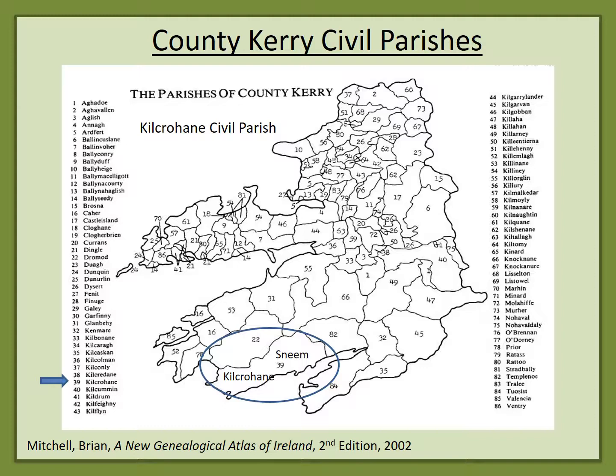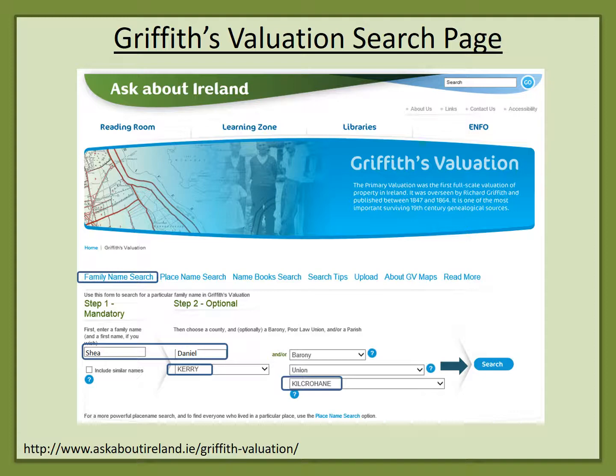Now we can proceed to the Griffith's Valuation homepage at Ask About Ireland. The toolbar below the Griffith's Valuation logo provides tabs to select various search options, as well as tabs that link to guidelines and information about the website and the valuation. The family name search option permits you to search on a specific individual or family in a specified location. The place name search allows you to search on a specific place and find the names of all the resident individual occupiers and their landlords. The name book search takes you to a page in a book that describes a specific townland.